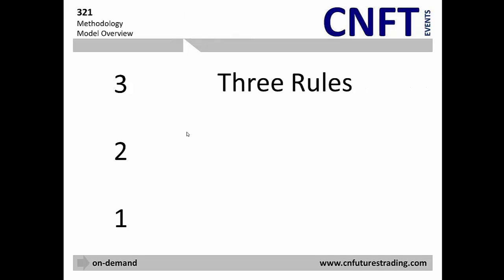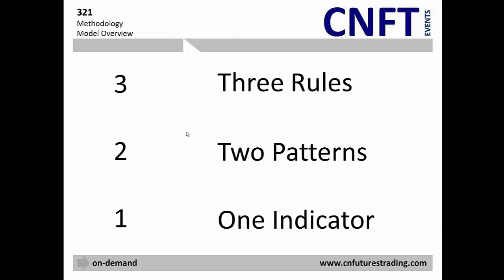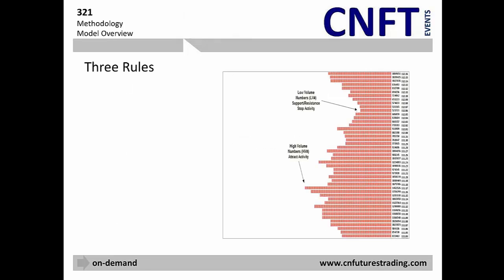So we came up with 3 rules, 2 patterns, and 1 indicator. That's the 3-2-1 methodology. 3 rules, 2 patterns, 1 indicator. 3-2-1. The 3 rules: low volume numbers are support and resistance and should be traded as such.